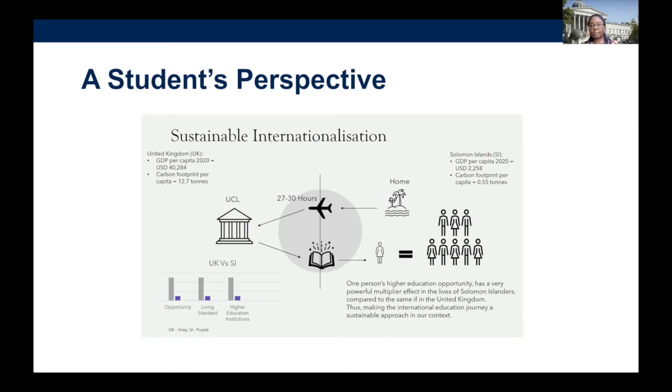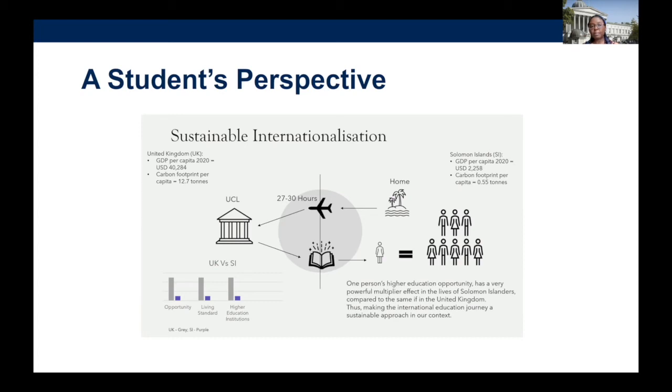When I look at the life that I have lived in the Solomon Islands versus that of people in the United Kingdom, a female or male my age in the UK lives in a society with more opportunities, much better living standards, and many higher education institutions that everyone can choose from. We can see this represented in the graph there, but we could also see it represented in GDP per capita, which in the UK is almost 18 times that of ours.